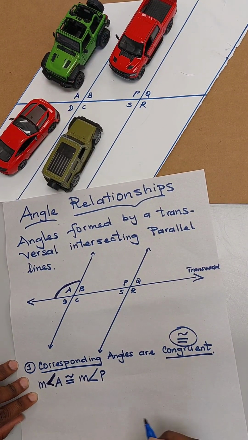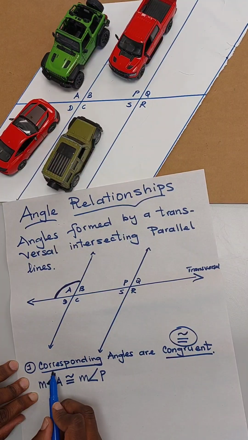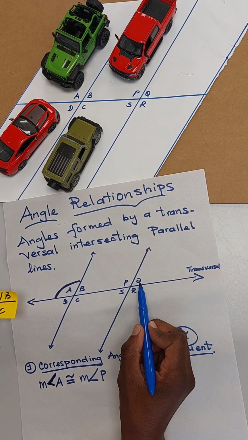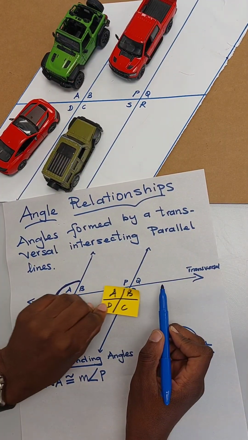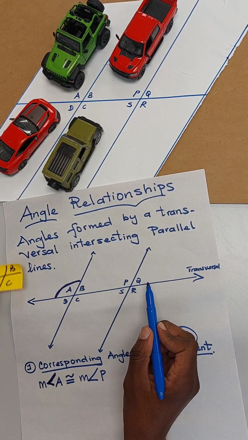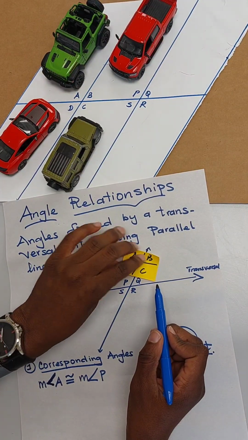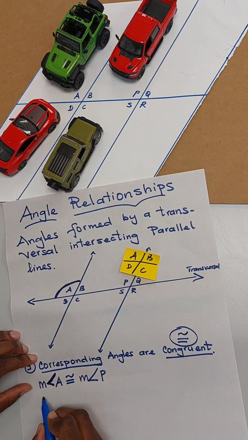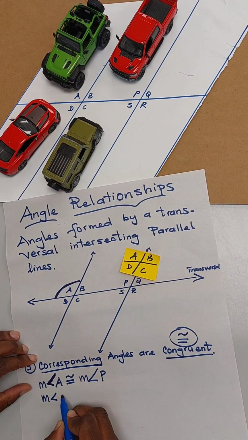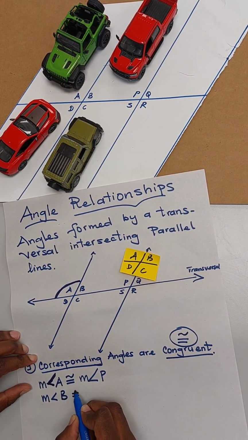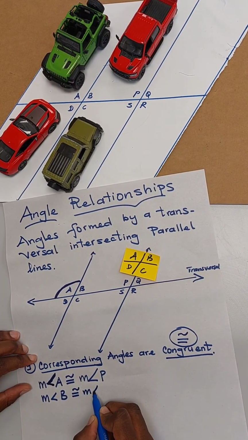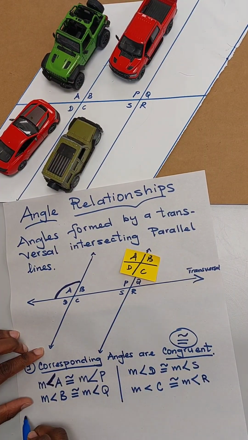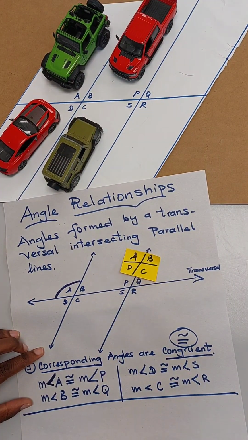Which other angles will be congruent based on corresponding angles? We see that B here will be congruent to Q. Again, if we write it like this and we move it over here, B falls on Q. So B corresponds to Q, so we write it here as the measure of the angle B will be congruent to the measure of the angle Q. So those are corresponding angles.